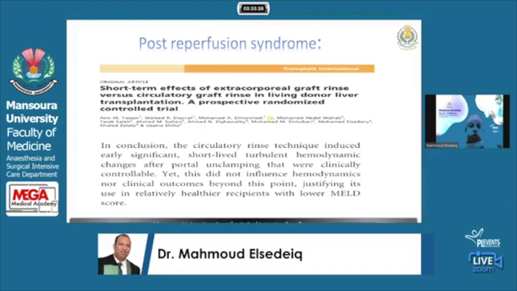In the conclusion, we concluded that the circulatory rinse technique induced early significant short-lived turbulent hemodynamic changes after portal unclamping that were clinically controllable, yet this didn't influence hemodynamics nor clinical outcome beyond this point, justifying its use in relatively healthier recipients with lower MELD score.